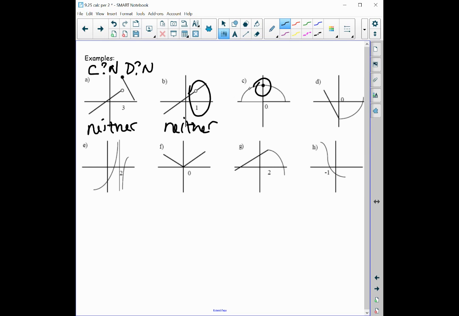Is this a corner? No. Is it a vertical tangent? Nope. It's a horizontal tangent. The slope there is 0. So this would be both continuous and differentiable.